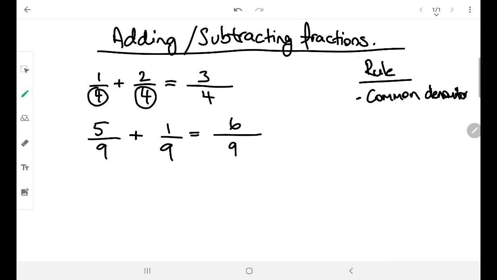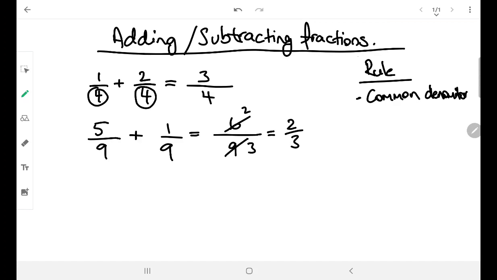Now, if you look at this question here, we can actually simplify the answer. The way we simplify it is, we need to find a number that we can divide out of the numerator and the denominator. In this case, we can divide both numbers by 3. So if you cancel that and divide by 3, you'll get 2, and that divided by 3, you'll get 3, and that will give you 2/3 as a final answer.